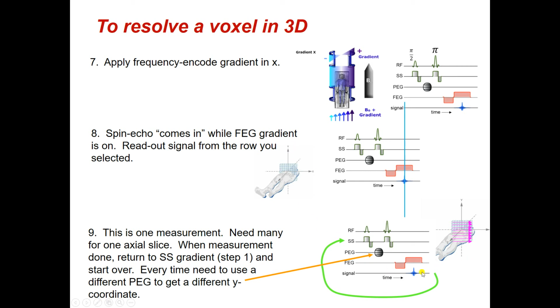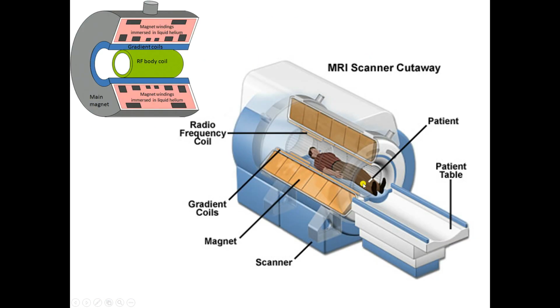All right, so those 9 steps. My green arrow here is showing you go all the way back to the beginning and do it over and over and over. So a typical MR sequence in a patient nowadays is going to take about 20-25 minutes, something like that. And that's just multiple measurements over and over. All right, so how do we apply these gradients? Let's look at some of the hardware now.